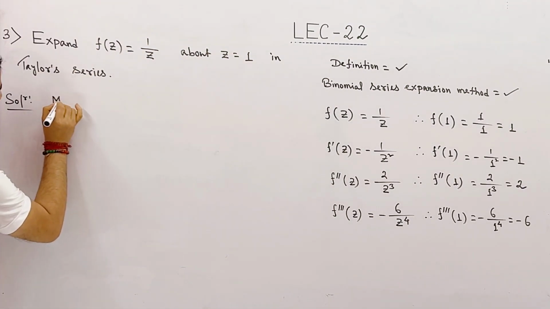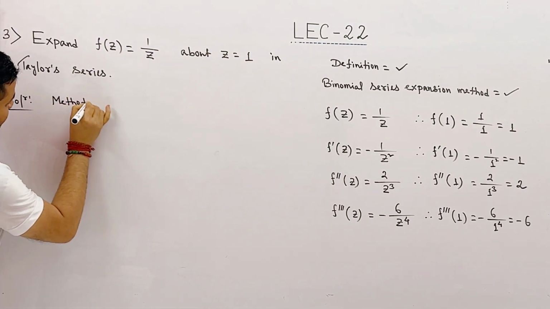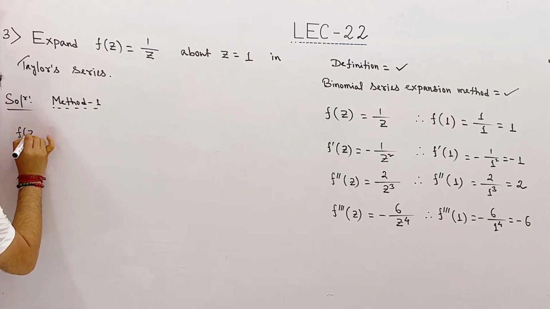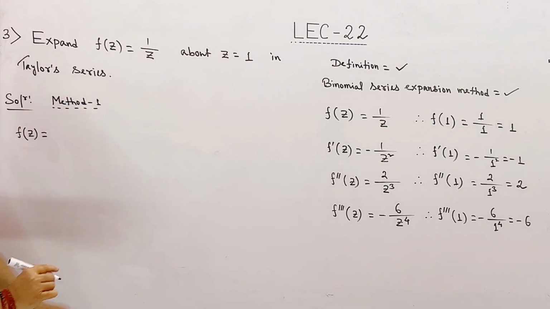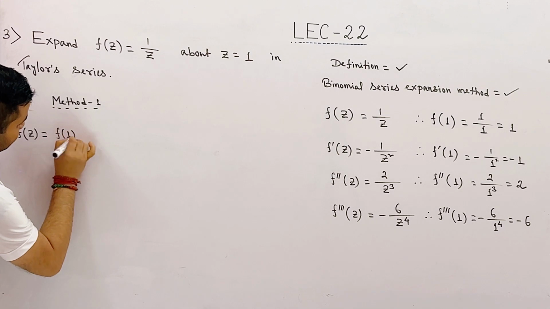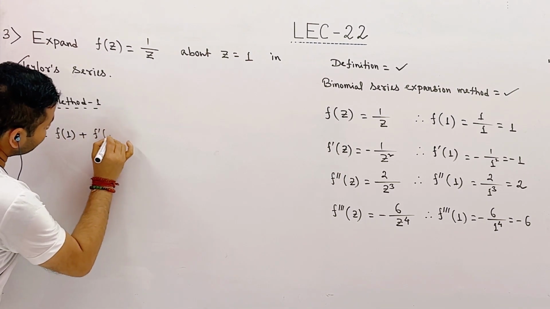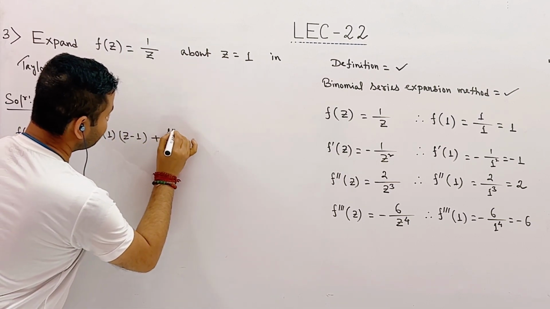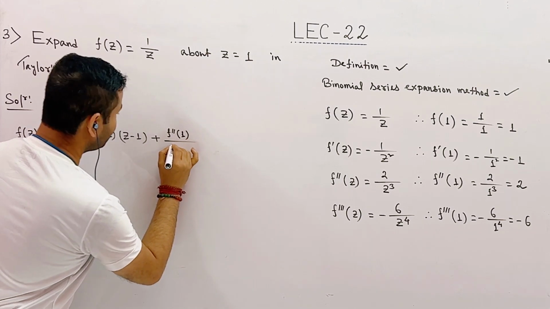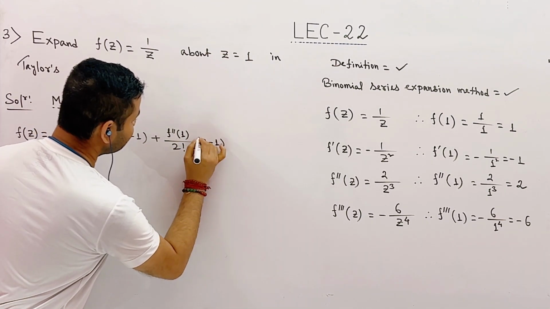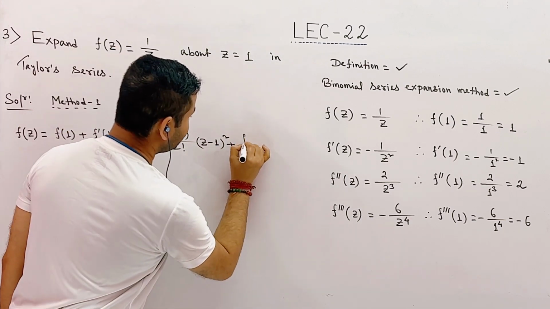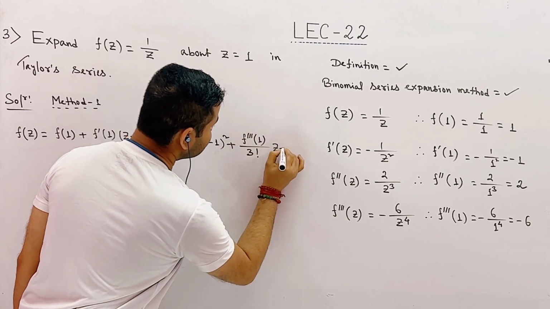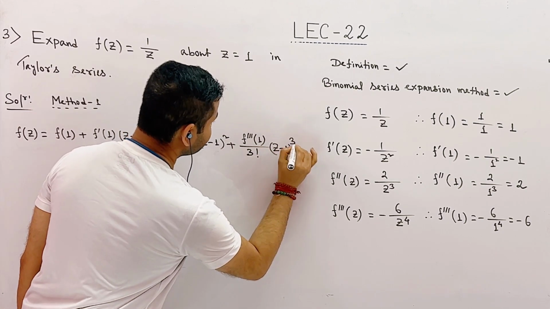So, method number 1. We know we can expand the function f of z about z equal to 1 in this way. f of 1 plus f prime 1 into z minus 1 plus f double prime 1 divided by 2 factorial into z minus 1 whole square plus f triple prime 1 divided by 3 factorial into z minus 1 whole cube plus dot dot dot.